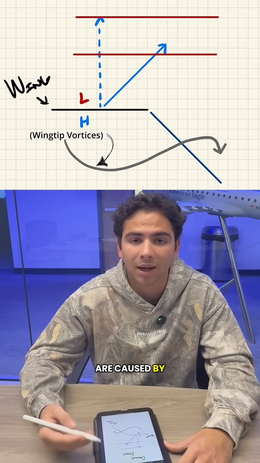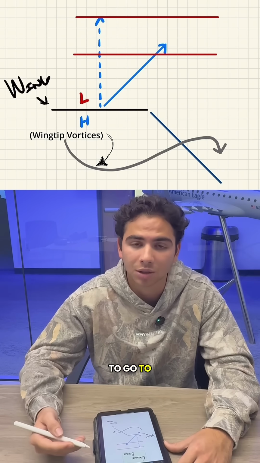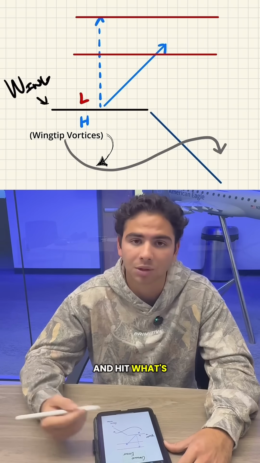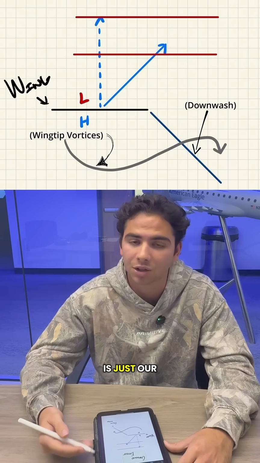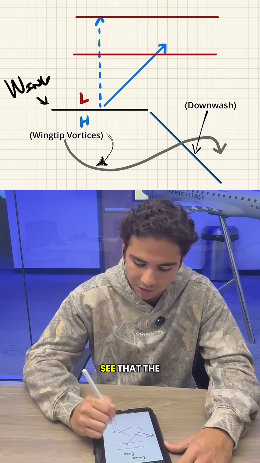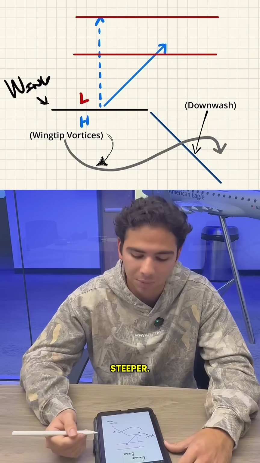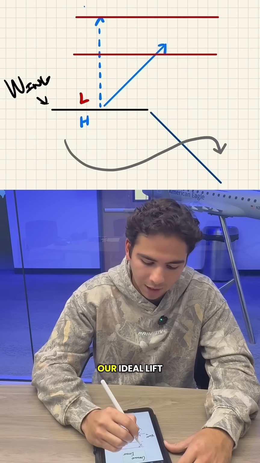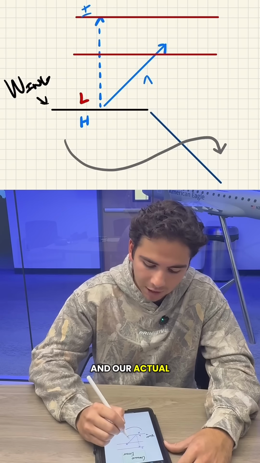Wingtip vortices are caused by high air pressure wanting to go to low pressure, which can escape around the end of the wing. So that's going to vector around it and hit what's called our downwash. Now our downwash is just our relative wind at the trailing edge. So we can see that the downwash is slightly steeper, and that's going to bend our lift vector backwards. So we have our ideal lift vector up here and our actual lift vector here.